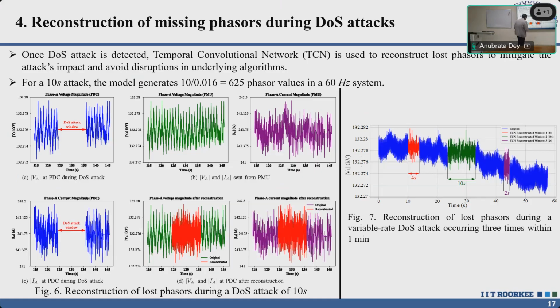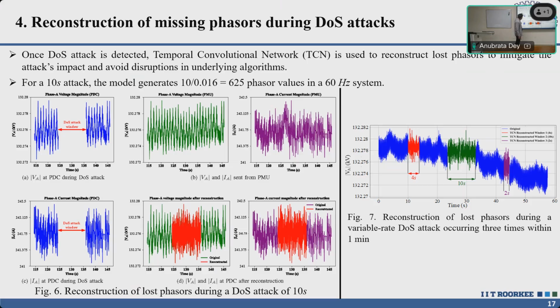For the reconstruction part, as a case study, I have used this TCN, the temporal convolution network. Yes, you can use anything else like LSTM and many other things. So now if you wish to reconstruct the phasors which were not available, though the PMU is sending them, but at the PDC end they were not available.